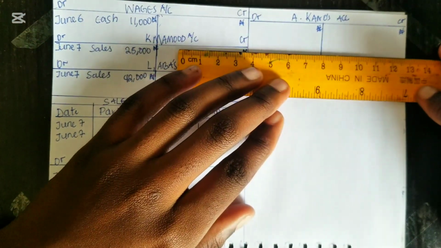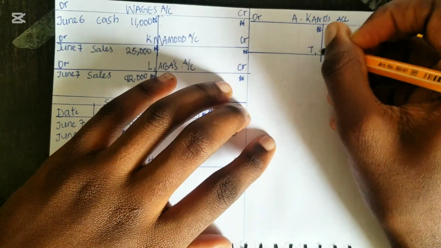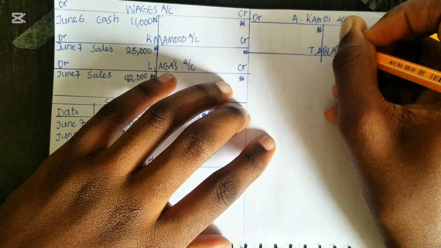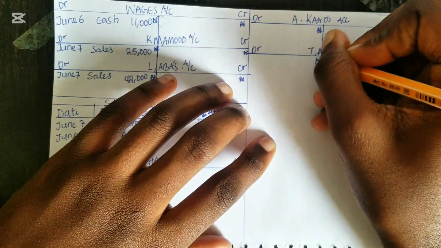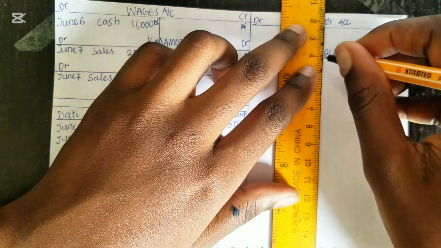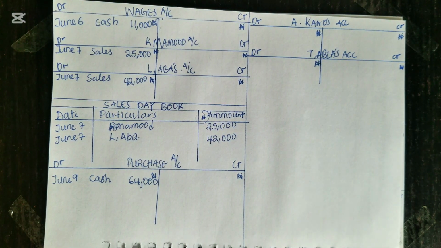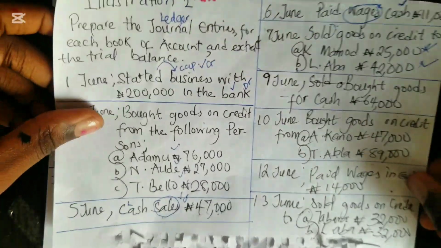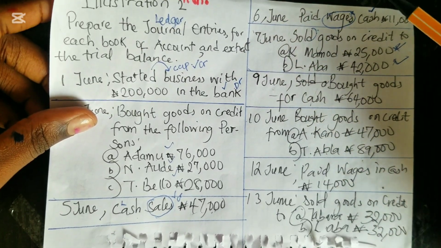T Abla's account. So here will be credited, here will be debited. Our naira sign, our naira sign. Now, because we already have our purchases daybook, normally our purchases is debited, right? Because in June 10 goods were bought on credit from them, A Kano and T Abla are the ones giving us the goods, so they are going to be credited.